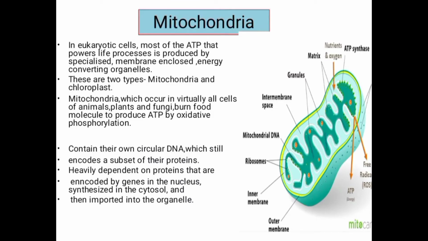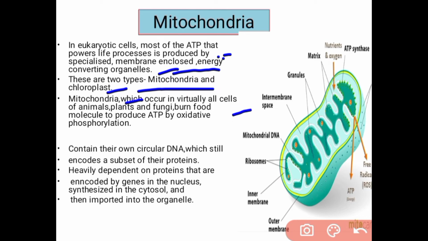Next, coming to the mitochondria. In eukaryotic cells, ATP that powers life processes is produced by specialized membrane-enclosed energy-converting organelles. These are of two types, mitochondria and chloroplast. Chloroplast we have already discussed, and then mitochondria. Mitochondria, which occur in virtually all cells of animals, plants and fungi, burn food molecules to produce ATP by oxidative phosphorylation.